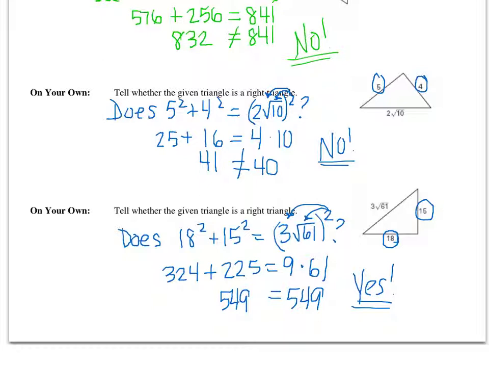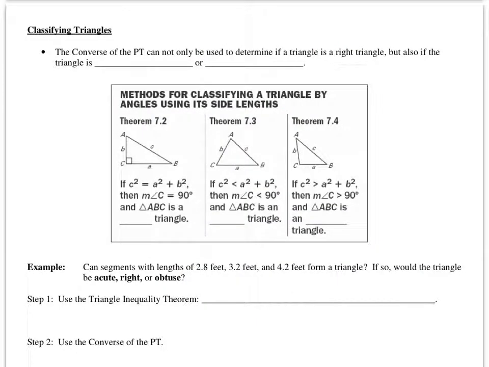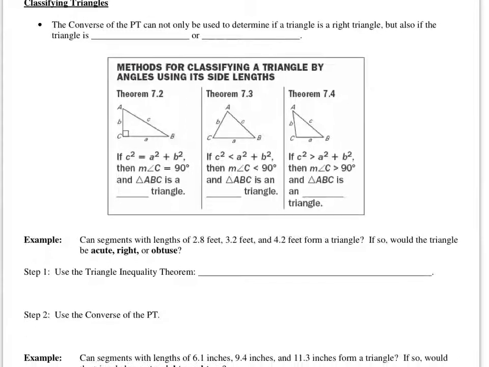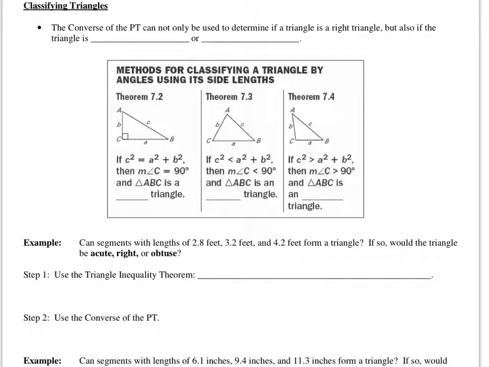Let's look at the other side of the page. All right, here, so we're classifying triangles now. It says the converse of the Pythagorean theorem can not only be used to determine if a triangle is a right triangle, but also if the triangle is acute or obtuse. So, looking at our box here, methods for classifying a triangle by angles using its side lengths.